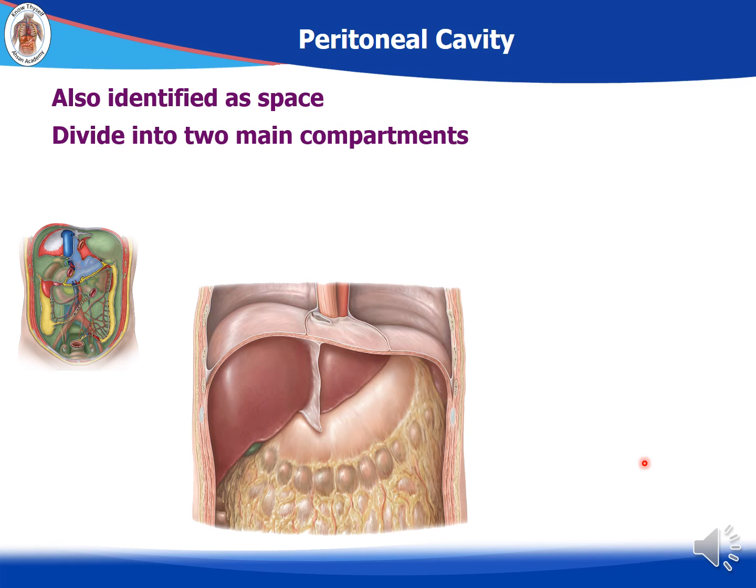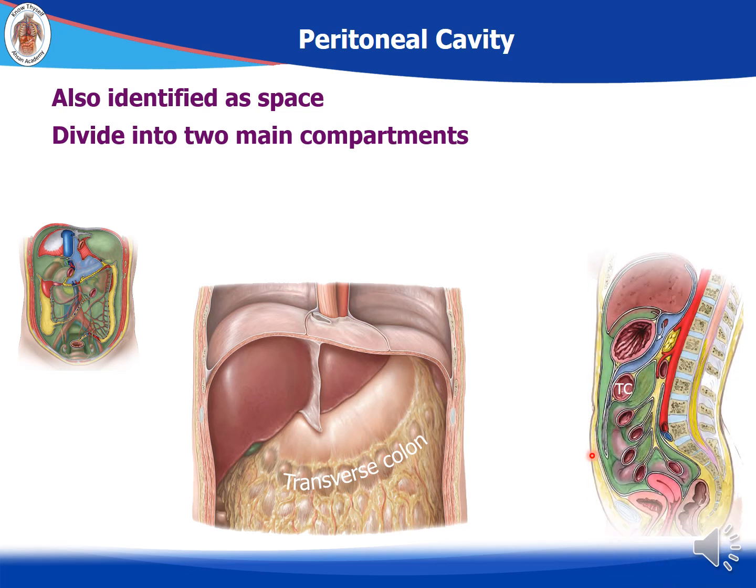Now it is divided into two parts. You can see this is the transverse colon. So clinicians consider this the line of division. So the peritoneal cavity above the transverse colon up to the diaphragm is one part, and below the transverse colon, continuous with the cavity of the pelvis, is the other segment. So this is the line of demarcation. This is the transverse colon position.